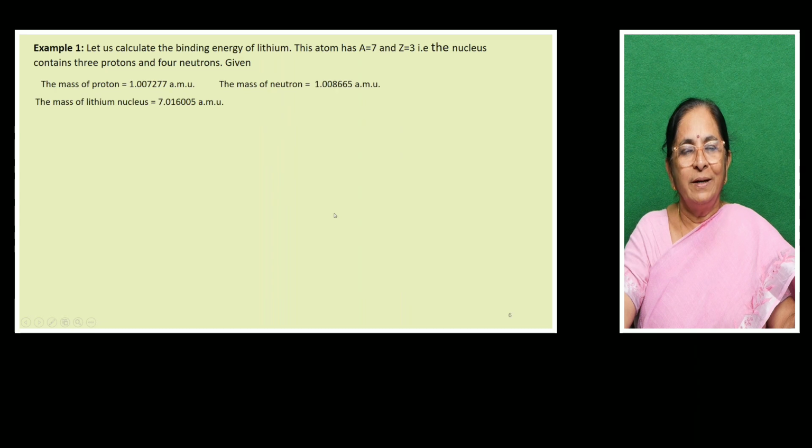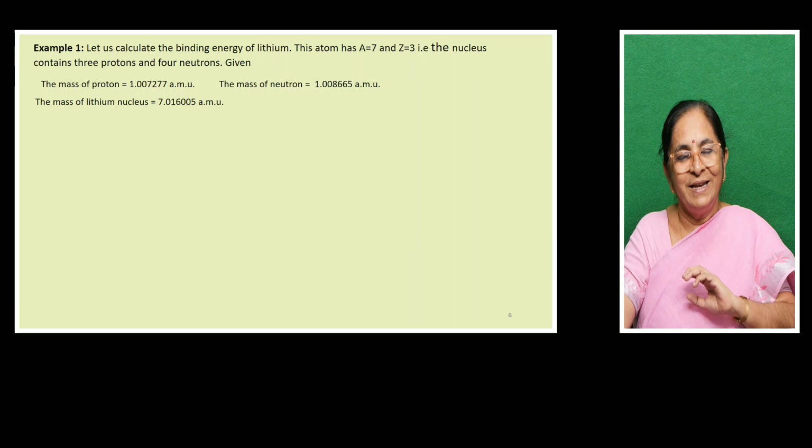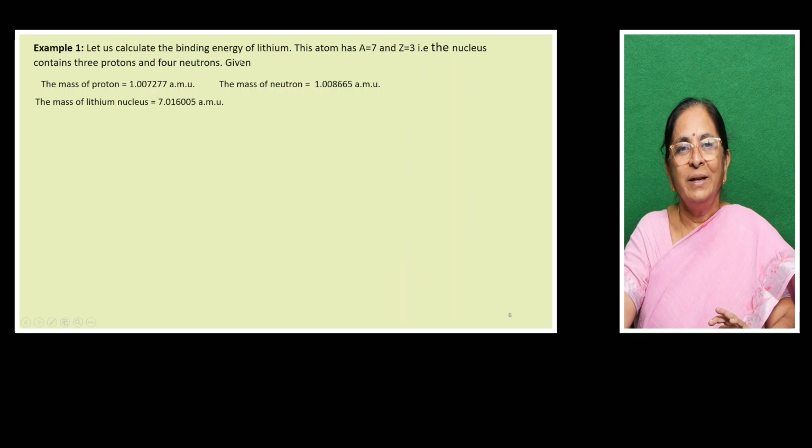Here I have presented a small problem to get more idea about binding energy per nucleon. We want to calculate the binding energy of lithium. This atom has mass number 7 and atomic number 3. Atomic number represents the number of protons, which is equal to the number of electrons. Mass number represents the number of protons and neutrons together. So if from A you subtract Z, you get the number of neutrons. The lithium nucleus has 3 protons and 4 neutrons.